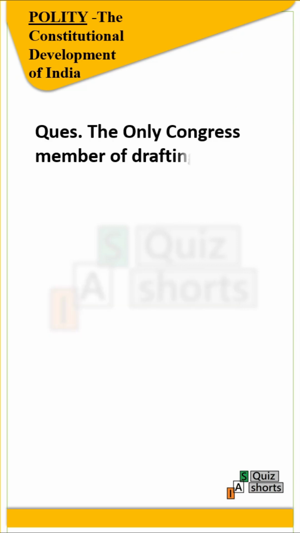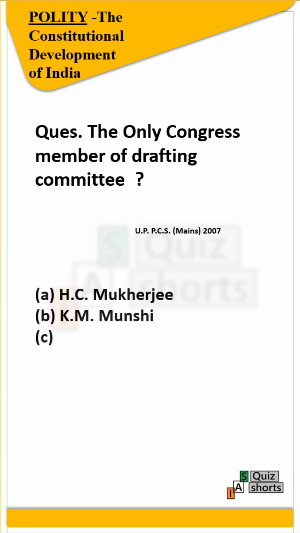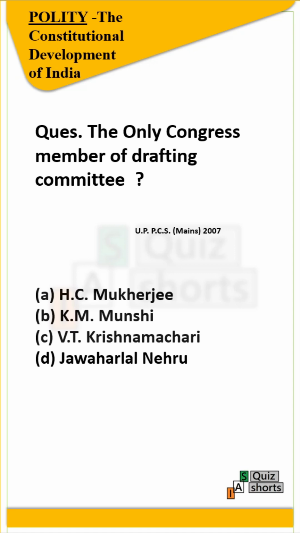The only Congress member of drafting committee. Option A H.C. Mukherjee, option B K.M. Munshi, option C V.T. Krishnamachari, option D Jawaharlal Nehru. Answer is option B K.M. Munshi.